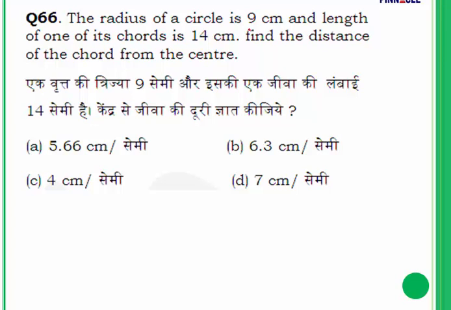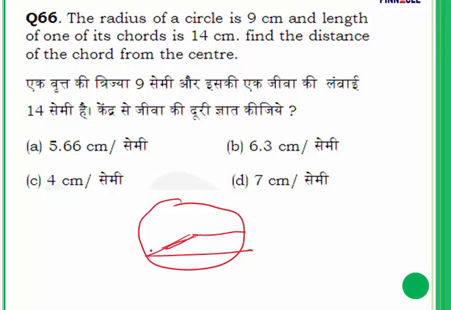Radius of a circle is 9 cm and the length of one of its chords is 14. Find the distance of the chord from the center. If this is 9, because this is the radius, and from the center we draw a perpendicular, then it will divide the chord into two parts, and if it is 14 in total, then 7 and 7. It means 9, 7, and through Pythagoras we can calculate this, which we have to find.